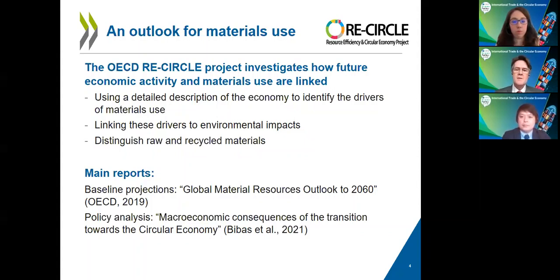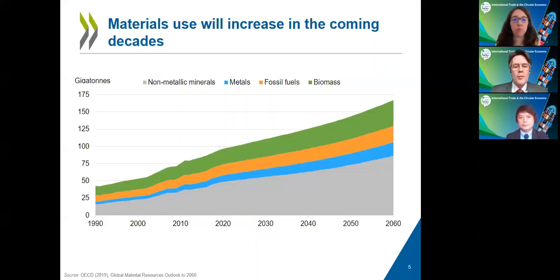and that is baseline projections as presented in the Global Material Resources Outlook to 2060, which we published in 2019, and a policy analysis that was published actually last week on the macroeconomic consequences of the transition to a circular economy. So what do we know about what's going to happen with materials use in the future?